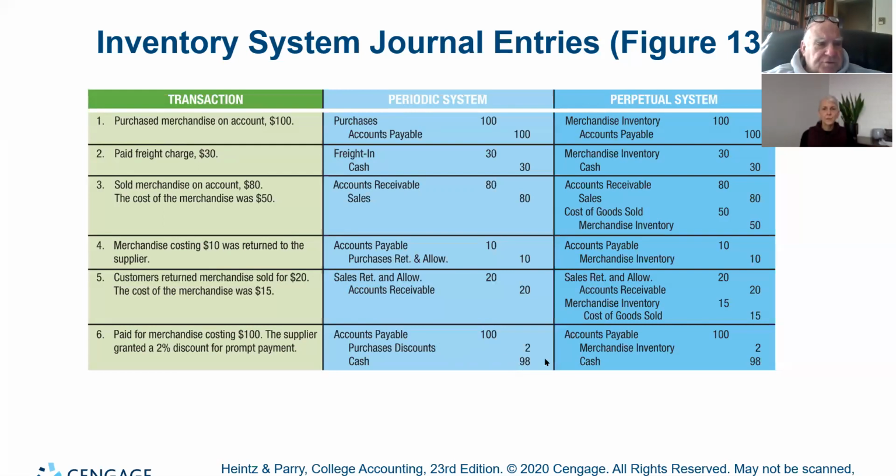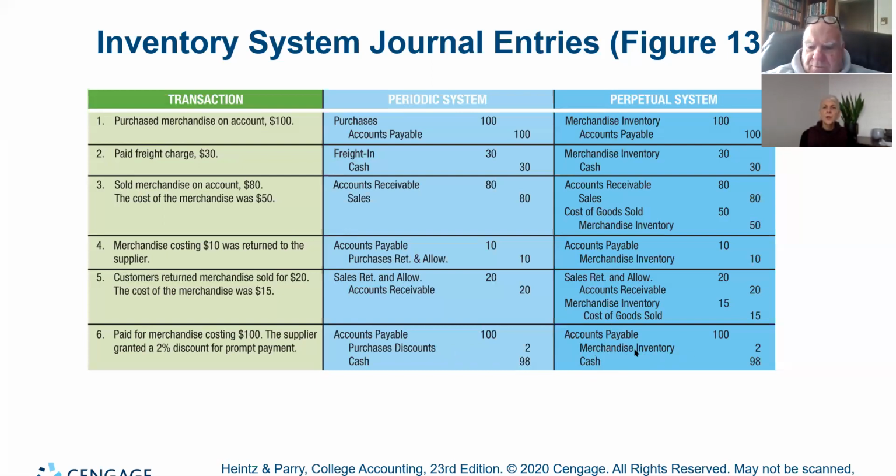Remember I said there's no purchase discounts and there's no purchase returns and allowances under the perpetual system when we're working with merchandise inventory. So here we go. We paid down the payable. We got our merchandise in and cash. Okay.